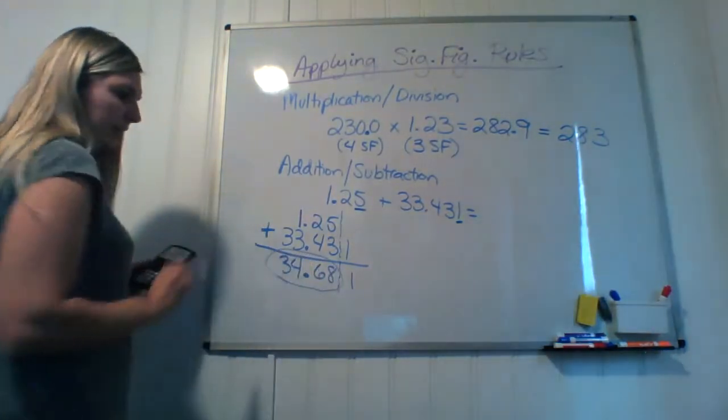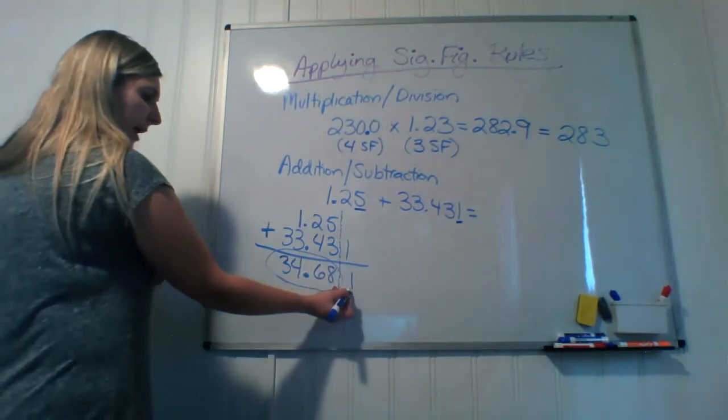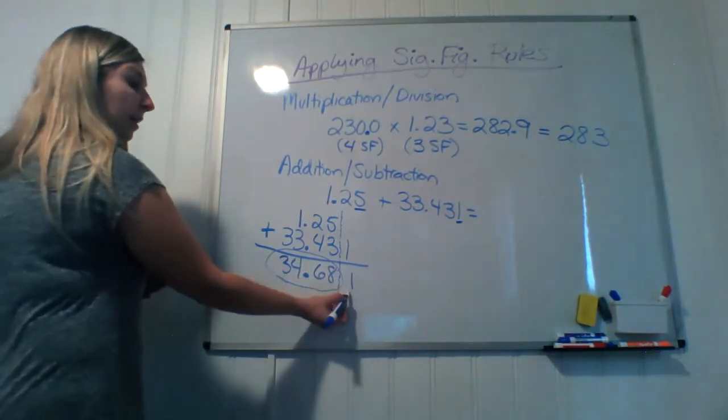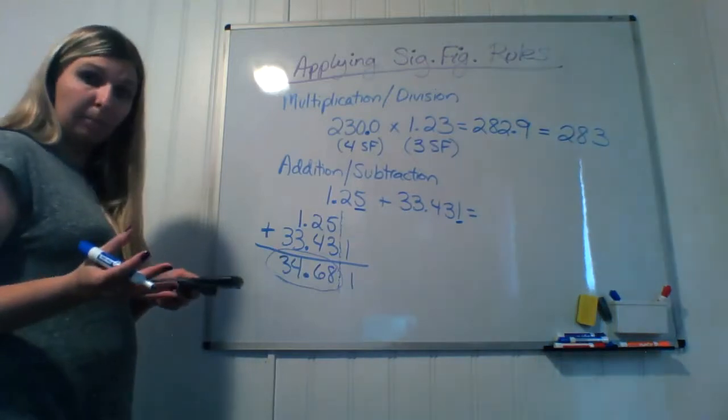Okay. So now by writing it this way, what you're going to notice is that these are the digits that will be significant in your final answer. Then you look at the digit after it and you say, does this digit round it up or keep it the same?